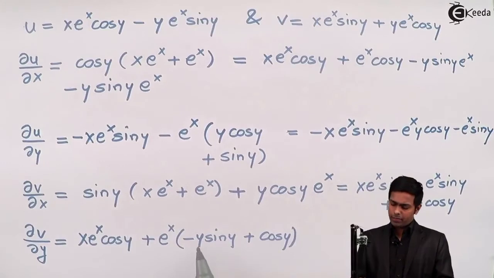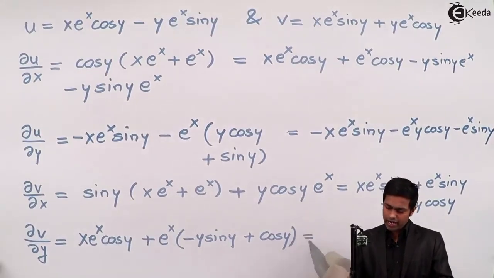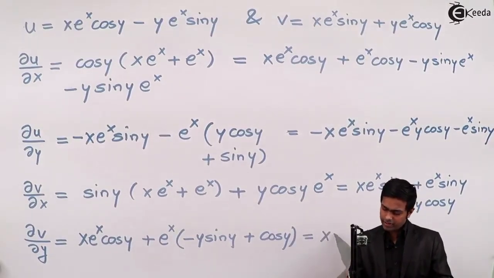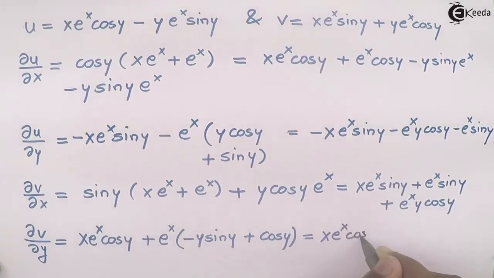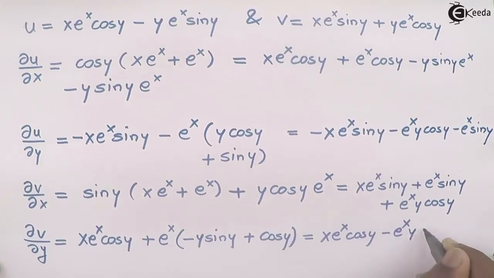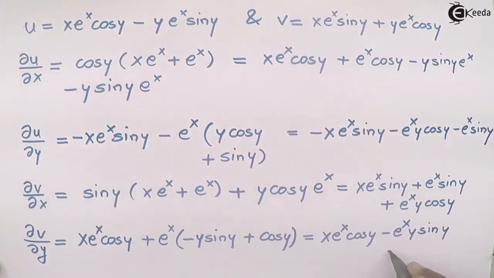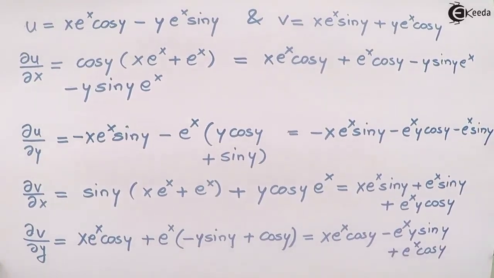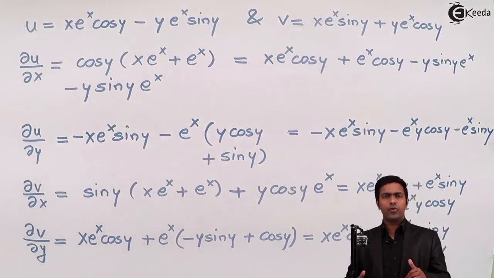So by multiplying the bracket with e raised to x and adding this term, we will get x e raised to x cos y, here minus e raised to x y sin y, and the last term will be plus e raised to x cos of y. Now guys, we got all the four terms.